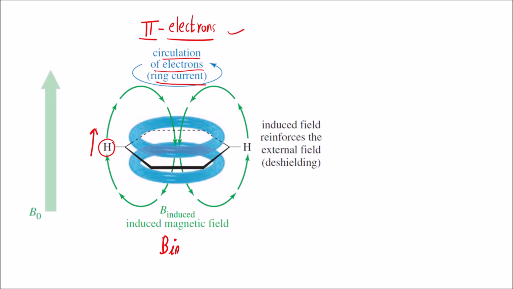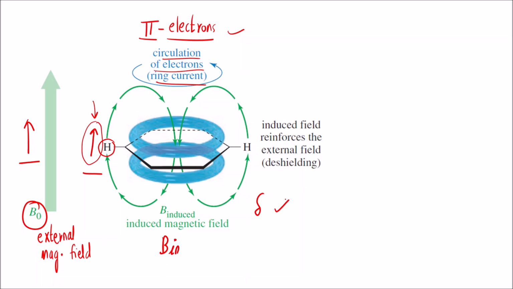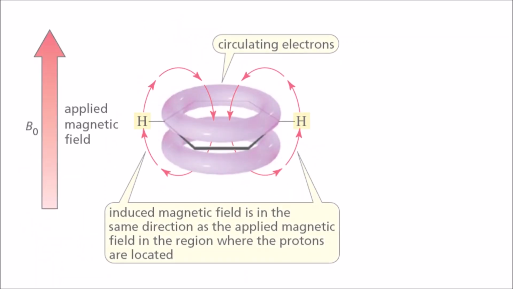Now there is another magnetic field that comes into the picture, called B naught. B naught is the external magnetic field, due to the magnet present in the NMR instrument. Its direction is like this, and the direction of the induced magnetic field is the same. Based on the direction of the induced magnetic field and the external magnetic field, the chemical shift value will be determined. Now let us understand this with examples.